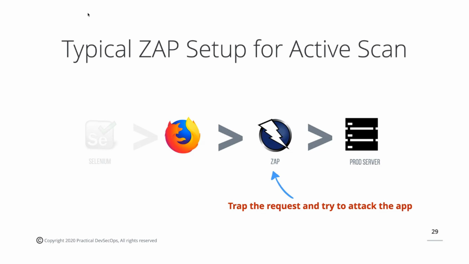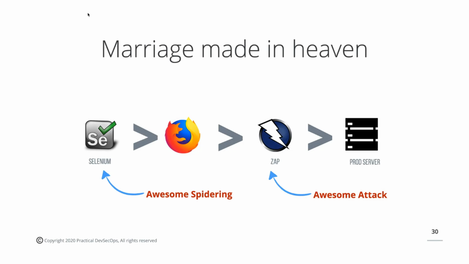So this is a typical setup for ZAP or dynamic analysis. You would be using a browser to drive your ZAP. That's how I showed you in the beginning. And then use ZAP to attack it. Once you're done with spidering, you will attack the application. Now, this combination of the spider, and the Selenium or Robot or Gauge framework giving you the ability to crawl an application effectively, even though they are JavaScript heavy, is pretty awesome, which guarantees awesome spidering, right?